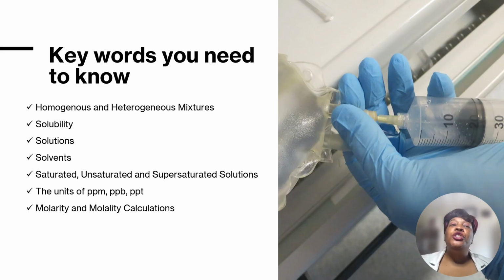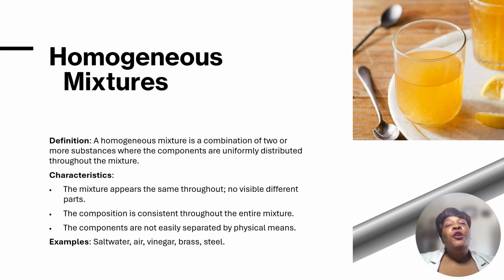These are the keywords you need to be familiar with for this section: homogeneous and heterogeneous mixtures, solubility, solutions, solvents, saturated, unsaturated, and supersaturated solutions, and of course the units of parts per million, parts per billion, parts per thousand. Also, molarity and molality calculations. The first term you need to know is homogeneous mixtures.